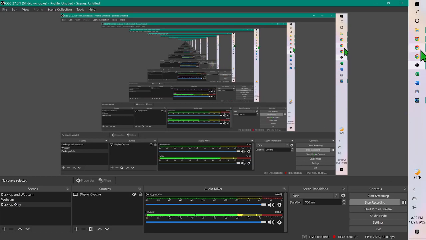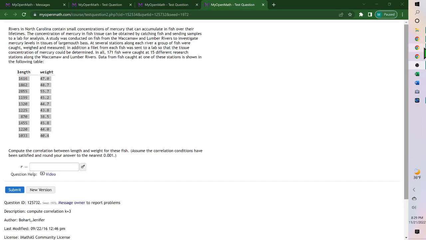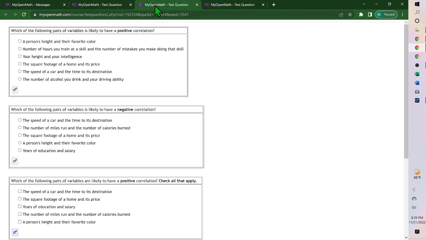Hello. For these three problems, let's do this one first. What you're trying to find out, like the correlation, it says which of the following pairs of variables is likely to have a positive correlation? Positive means as X is increasing, so is Y.